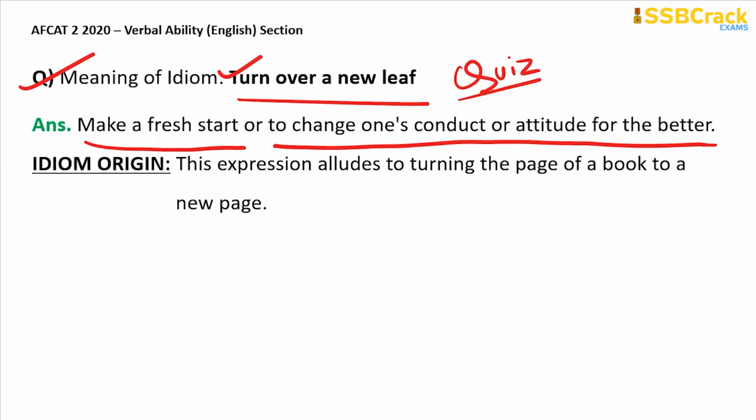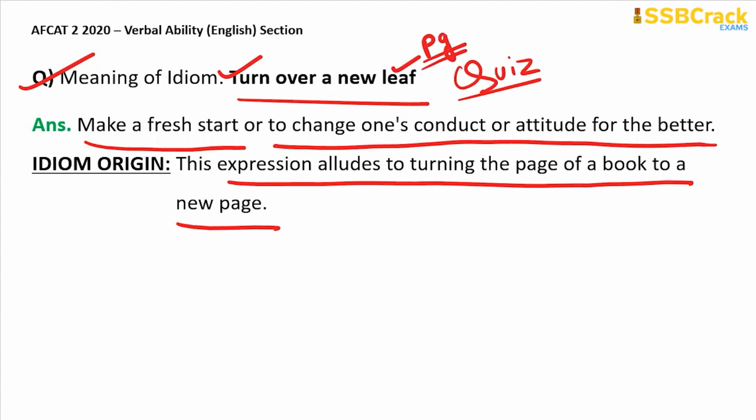And the expression basically alludes to turning the page of a book to a new page. So this leaf is basically the page of a book. The page of a book is also known as a leaf. So turning the page of a book to a new page is also called turning over a new leaf, which means beginning something anew, right?